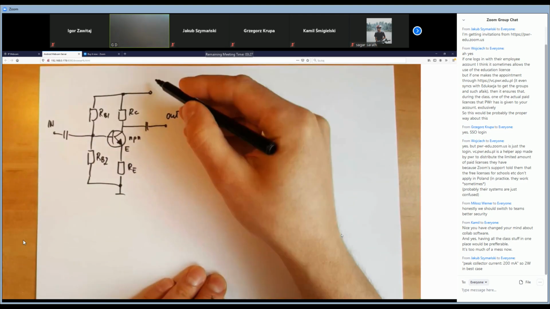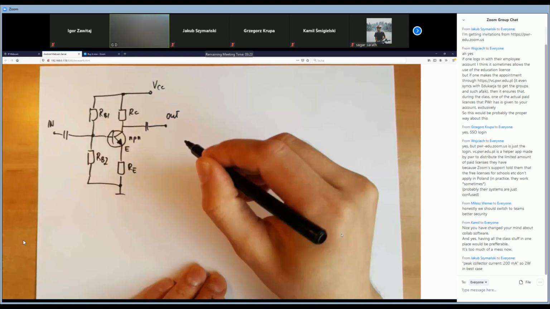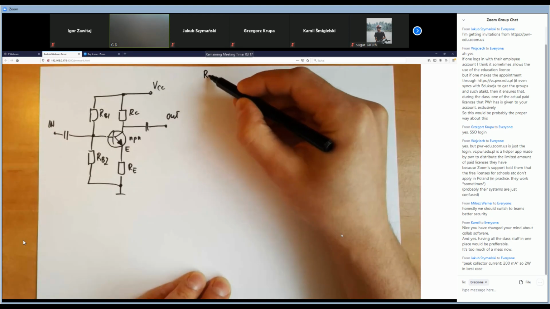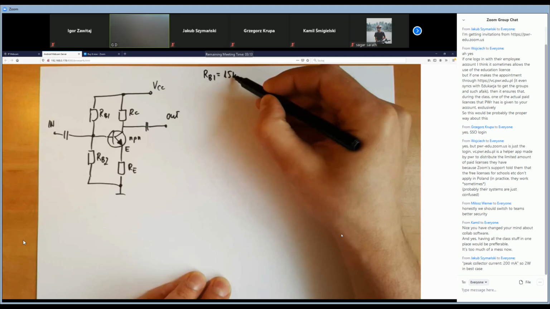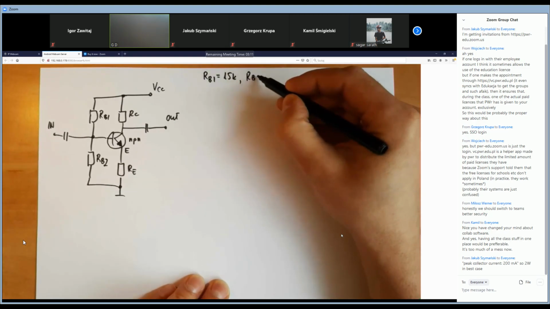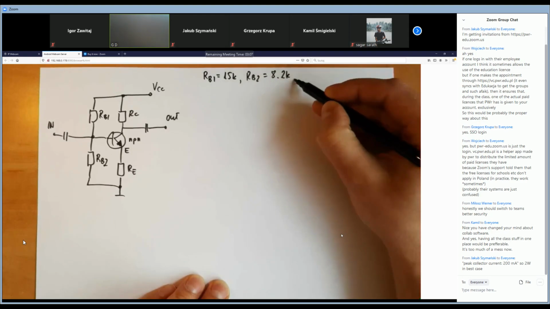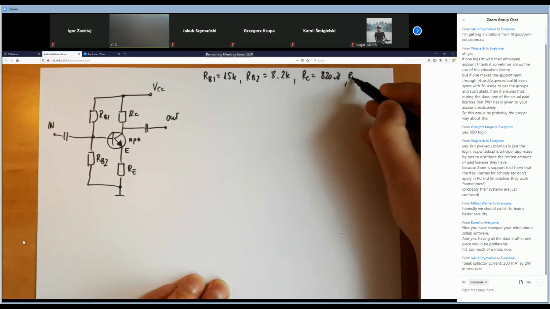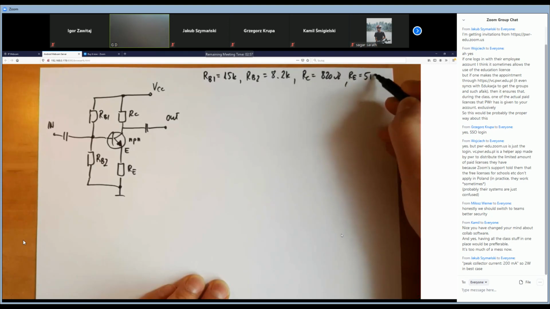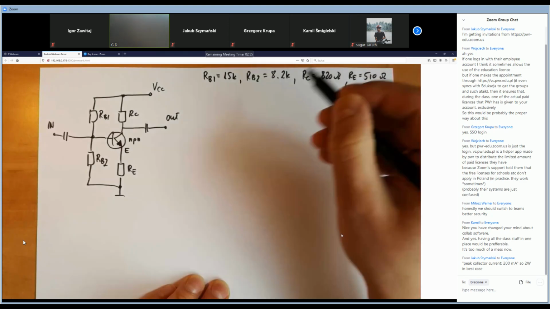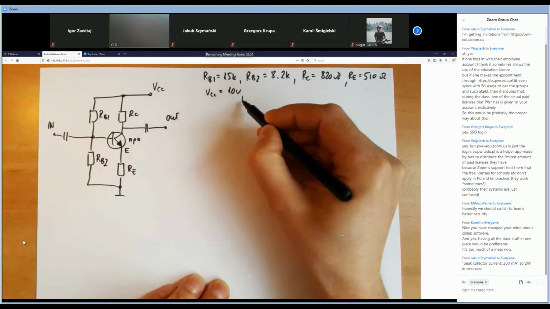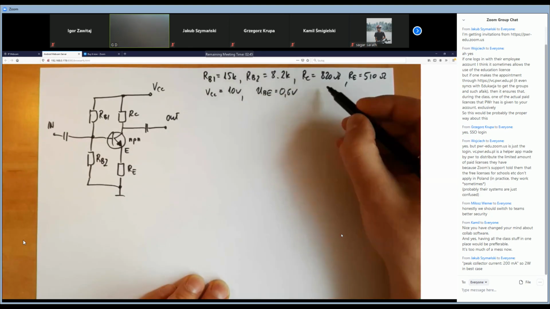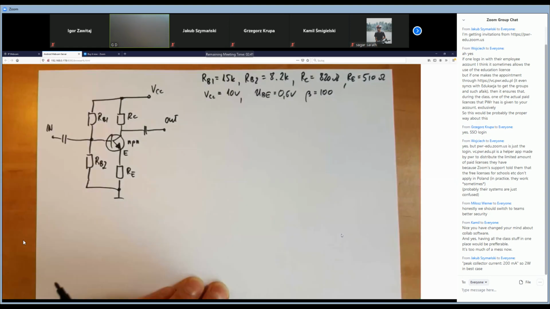All right, this is VCC, and we've got the input values: RB1 is 50 kilohms, RB2 is 0.2 kilohms, RC is 820 ohms, RE is 500 ohms, VCC is 10 volts, for example, UBE, let's say, is 0.6 volts, and the beta of the transistor is 100. Great.